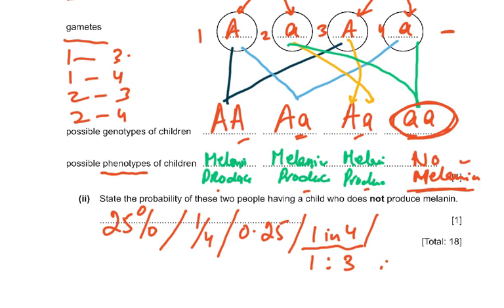So if they have 100 children, 25 would have it. It only works in very large numbers. If they have 4 children, that's a very small number. That's again a syllabus point of yours: if they have 4 children, then this probability doesn't necessarily hold true. It will only be in larger numbers. If this couple has 100 children, then 25 will probably be sufferers of this disease. So please understand that that's a syllabus point you need to understand.